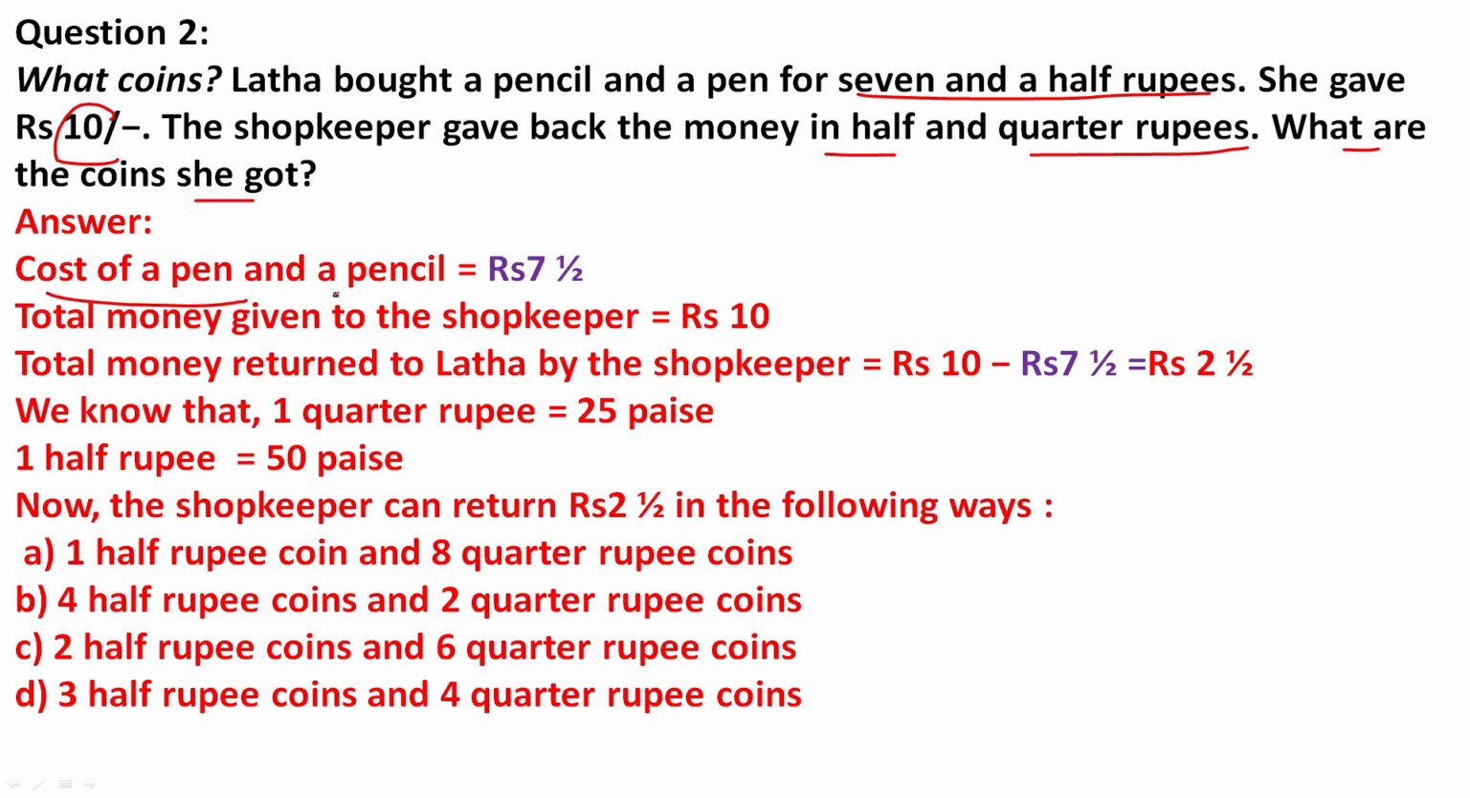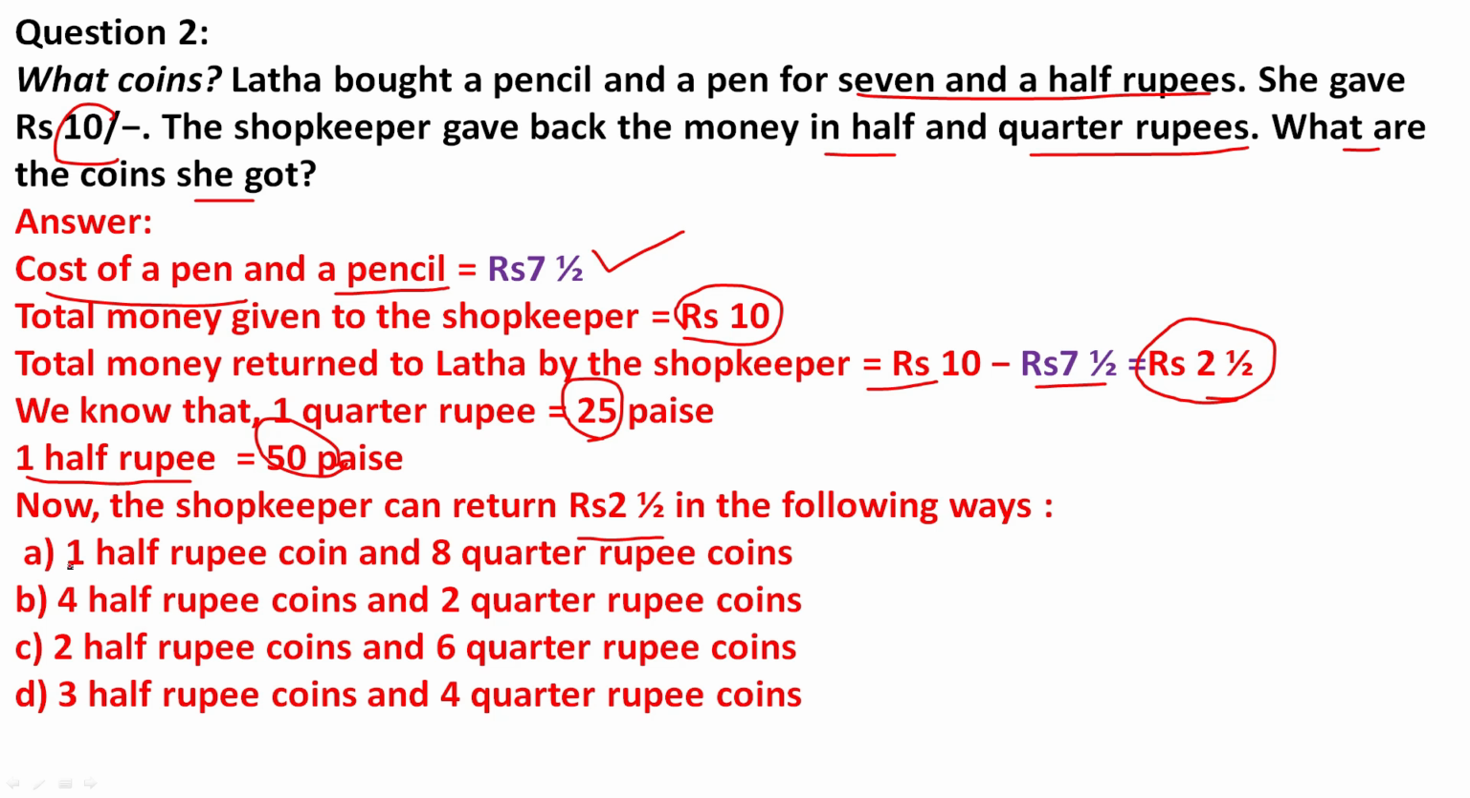Cost of a pen and a pencil is 7 rupees 50 paise, that is 7 1 by 2. The money given to the shopkeeper is 10 rupees. So remaining money is 2 rupees 50 paise, because 10 rupees was given and the cost of the items is 7.50. We know that 1 quarter rupee is 25 paise and 1 half rupee is 50 paise. The shopkeeper can return 2 1 by 2 in the following ways. 2 rupees 50 paise, how can he give?